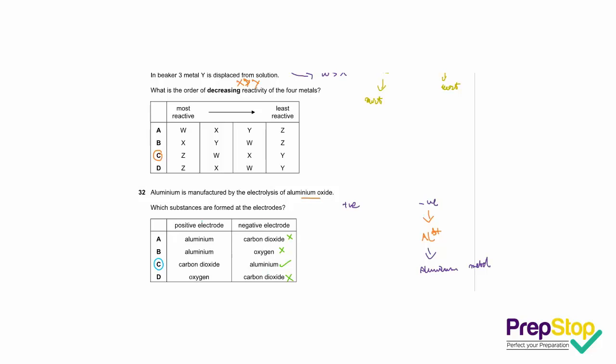We can also check this by looking at the positive electrode. Since at the positive electrode we have the formation of oxygen, we see that the oxygen reacts with the carbon electrode to form carbon dioxide. Hence option C is the correct answer.